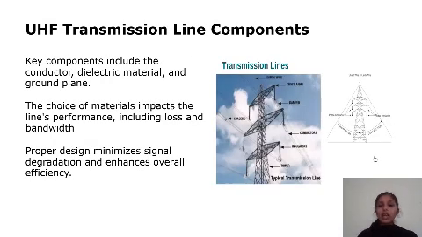The key components of UHF transmission lines include the conductor, dielectric materials and the ground planes. This is the transmission line figure and this is the tower. We are also seeing this type of picture: the tower, insulators, conductors, dampers, cross arms, earth wire and spacers. The choice of material impacts the line performance, including the loss and bandwidth. Proper design minimizes signal degradation and enhances overall efficiency.